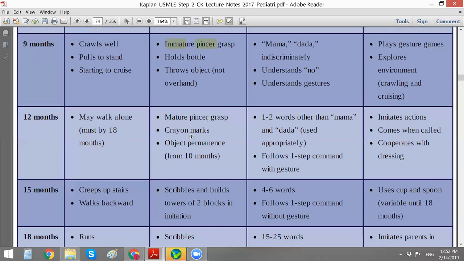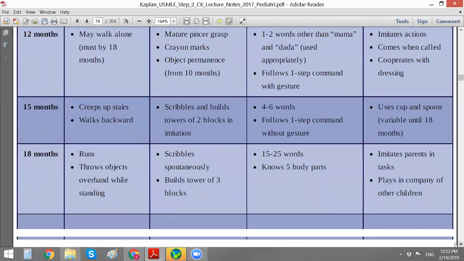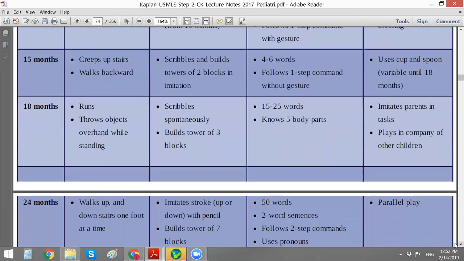Mature pincer grasp, crayon marks, object permanence. Then 1 to 2 words other than mama and dada, used appropriately, follows one-step command with gesture. Imitates actions, comes when called, and cooperates with dressing. 15 months is creeps upstairs, walks backward, scribbles, builds a tower of 2 blocks. A tower of 3 blocks is 18 months.